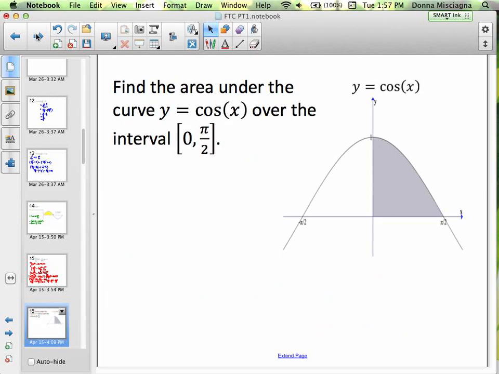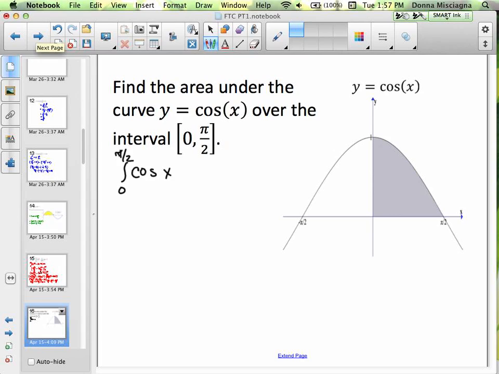Here we have a very similar one to one we did before. Only the interval has changed. So this is the integral of cosine x from 0 to pi halves, and don't forget your dx. All right, so we'll integrate. That's going to be negative sine x from 0 to pi halves. And now we're not going to forget the negative, so sine pi halves.